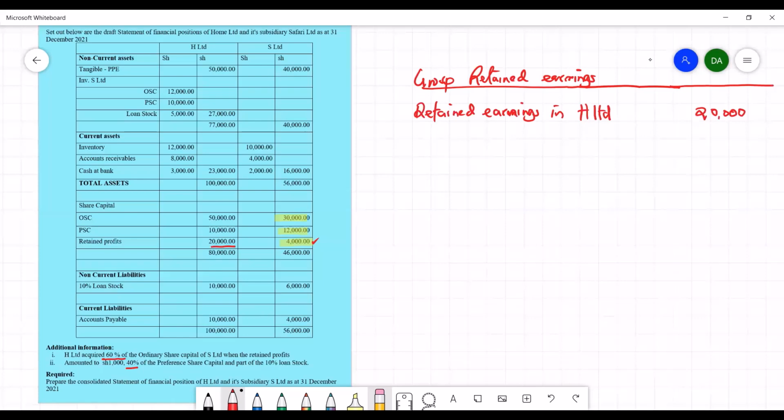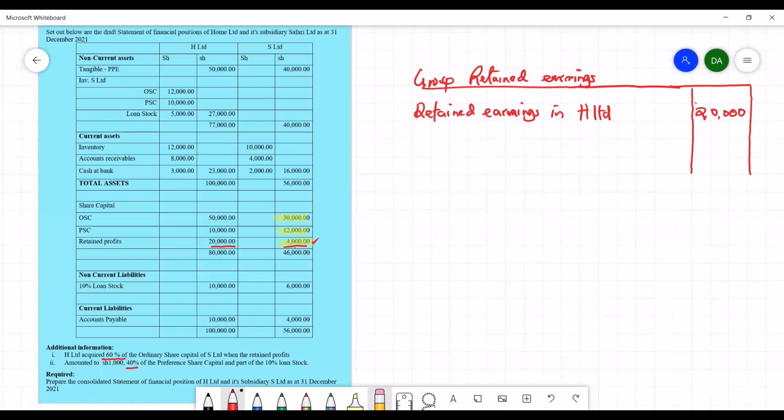And then we have retained earnings in the subsidiary company, but we only look at what belongs to the shareholders of the holding company. And we only add post-acquisition retained earnings, not the retained earnings before acquisition. The retained earnings before acquisition, we have already used to calculate goodwill. So we only take retained earnings after acquisition. Now, the total retained earnings of subsidiary is 4,000.